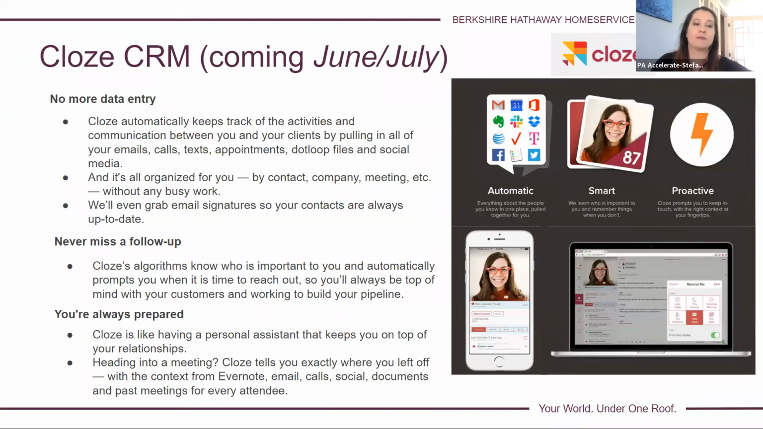So the program's algorithms know who's important to you. And what I like about this is that it's going to automatically prompt you when it's time to reach out. So it will say something like, hey, Tracy, you haven't reached out to Chrissy in this long of a time. It's time for you to reach back out to that person. So it does a lot of that prompting to work your sphere of influence on your behalf.